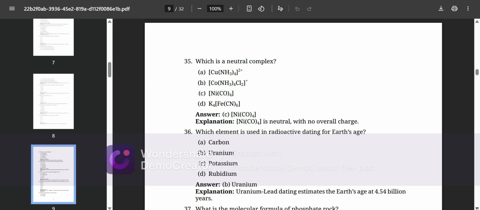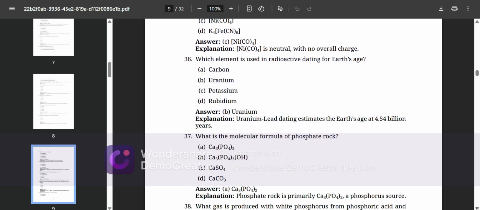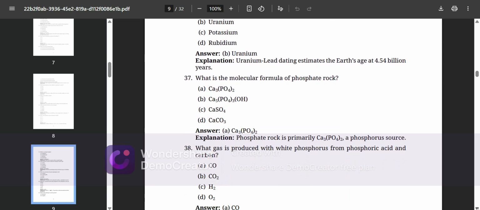NiCO4. NiCO4 is neutral with no overall charge. Which element is used in radioactive dating for Earth age? Uranium-lead dating estimates the Earth at 4.54 billion years.